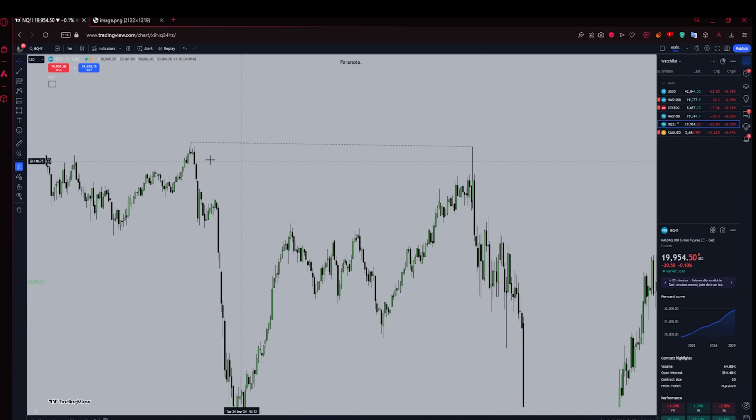But in some cases, a high gets swept on one chart, and it does not get swept on the other. What does that mean? That means that they are moved differently, and it's a strong sign of a continuation or a reversal. In this case, a continuation. Why a continuation?